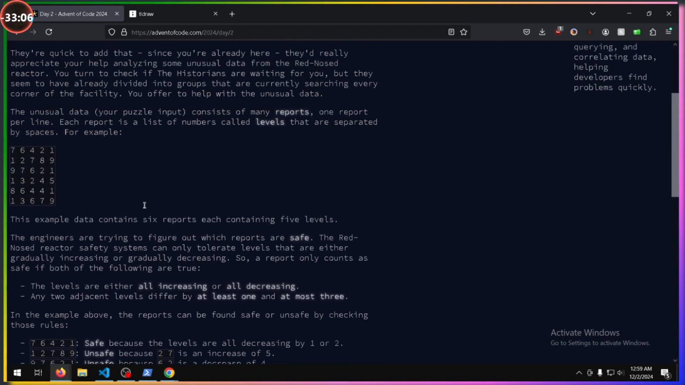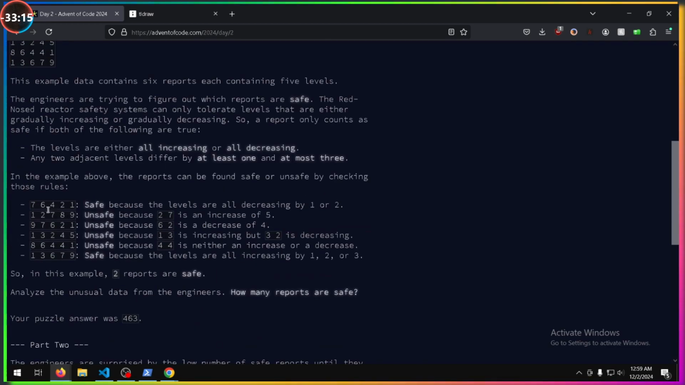This one was a pretty good one. They do get more difficult, but we were given this blob of numbers, and each line represented a report that could be safe or unsafe based on some logic. We determined what that is based on their rules.